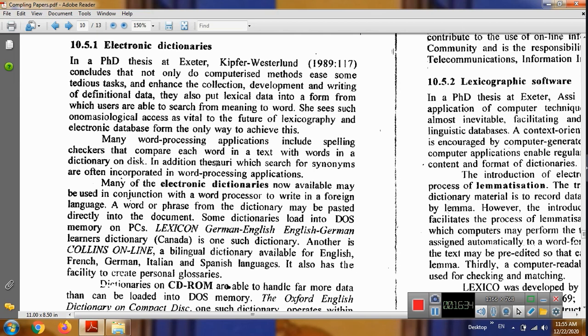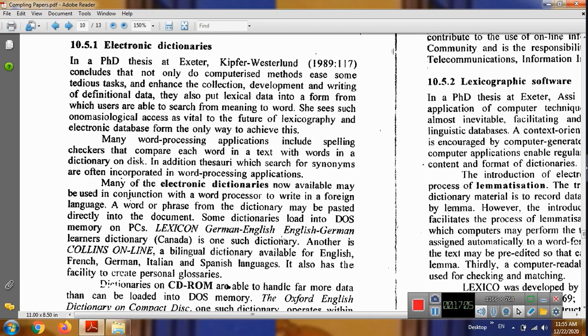In addition, thesauri which search for synonyms are often incorporated in word processing applications. Many of the electronic dictionaries now available may be used in conjunction with a word processor to write in a foreign language. A word or phrase from the dictionary may be passed directly into the document. Some dictionaries load into DOS memory on PCs.